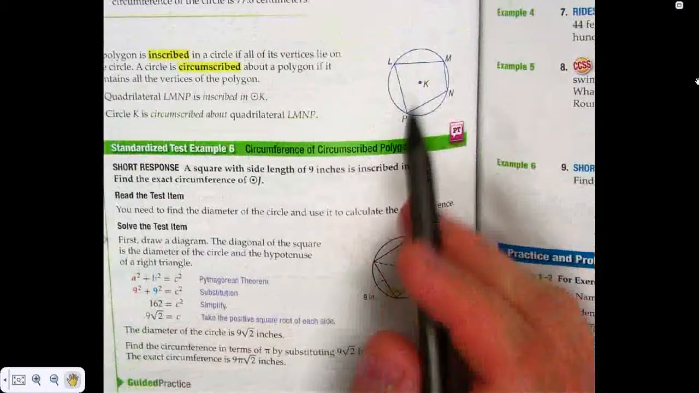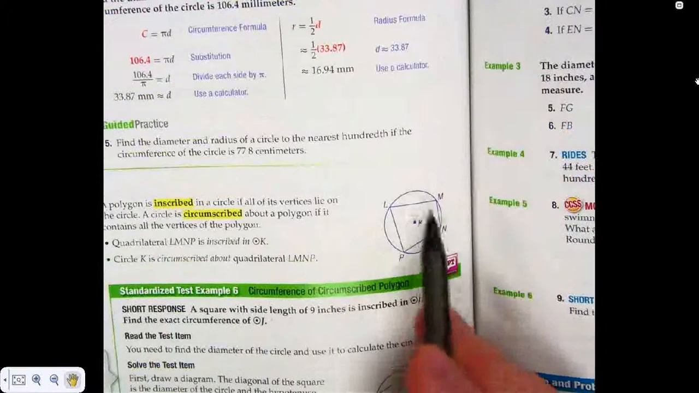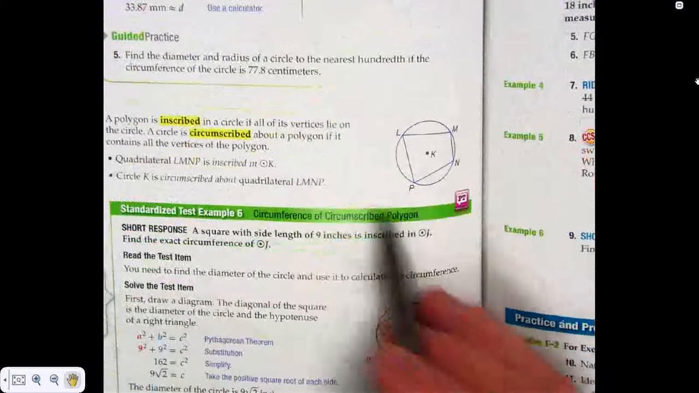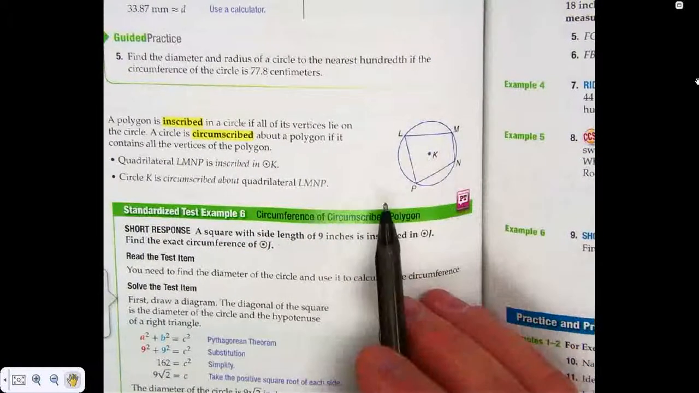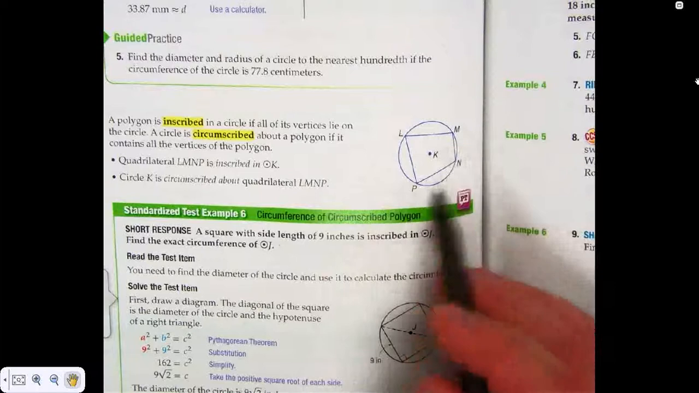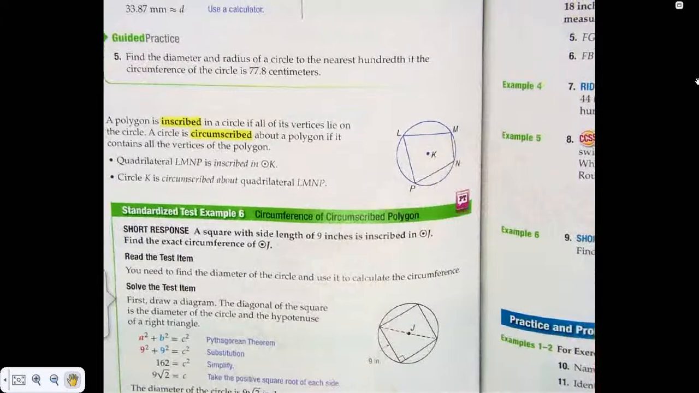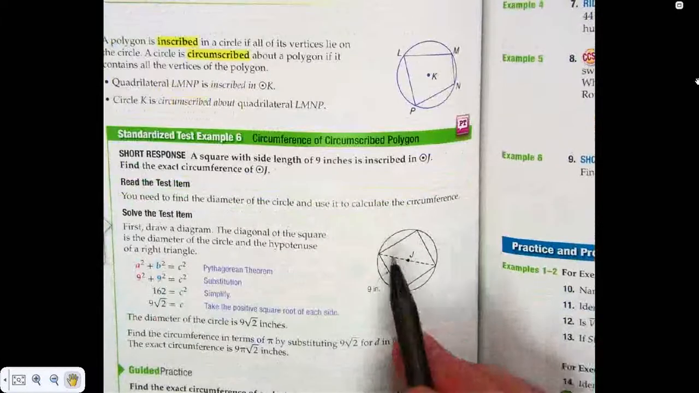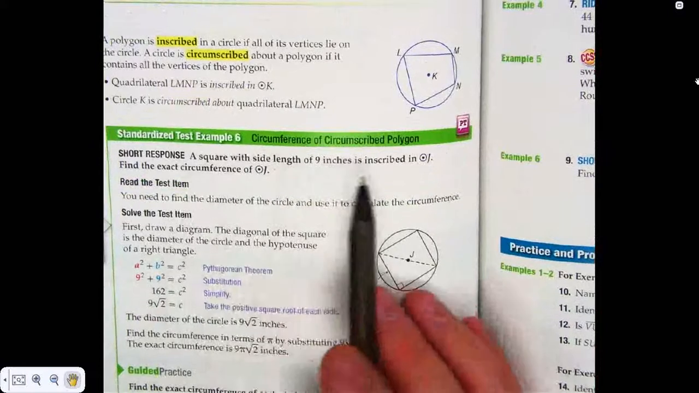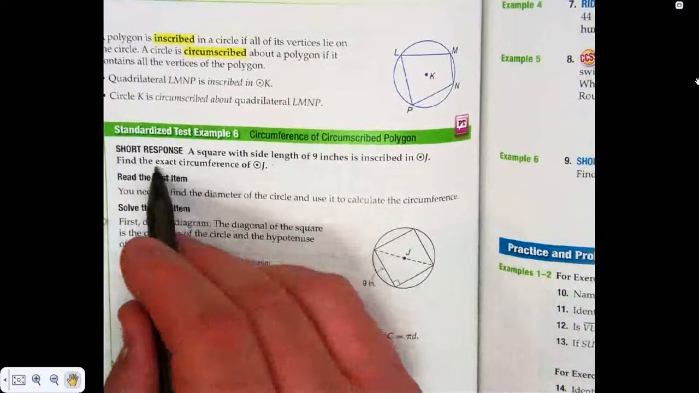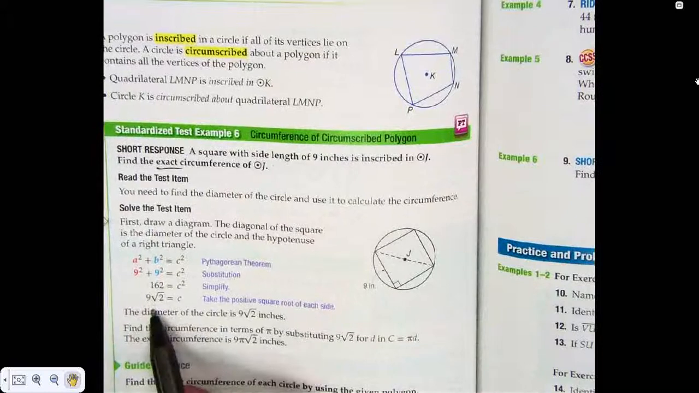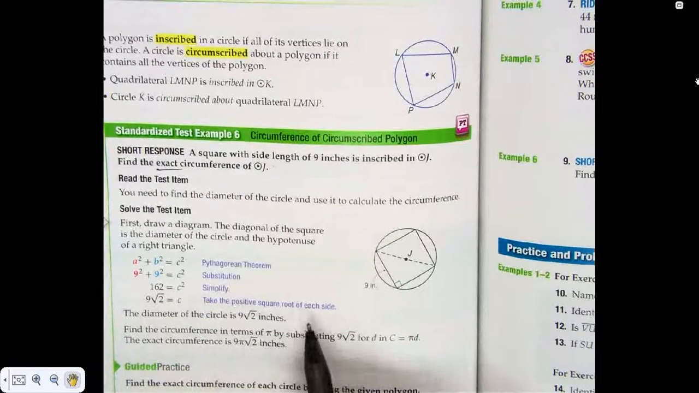Right here, you have inscribed. That means the circle's inside of a figure. Circumscribed is when it's outside the figure. Okay? Look here. We've got a problem where we've got to find the exact circumference. Okay, let's add to this. When they say exact circumference, you leave it in simplest radical terms and pi.